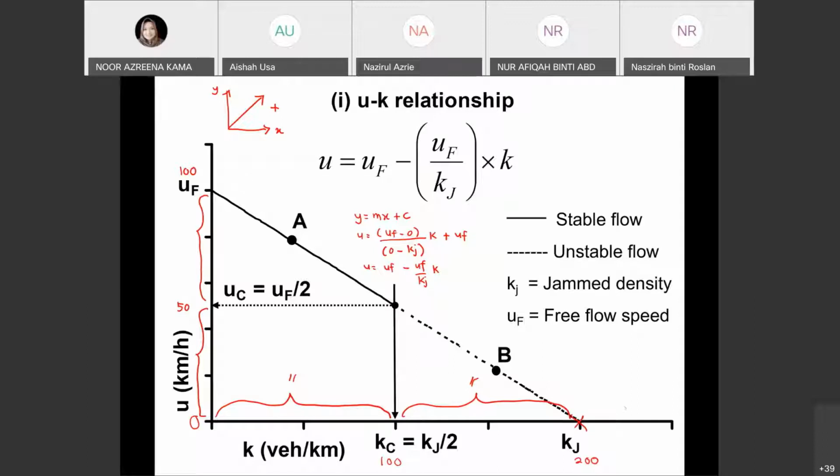So now, the x-axis is the number of vehicles per kilometer.